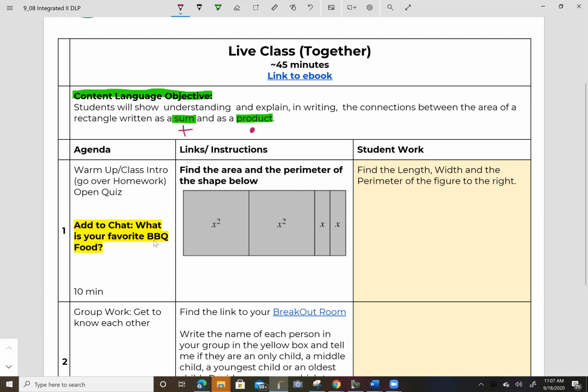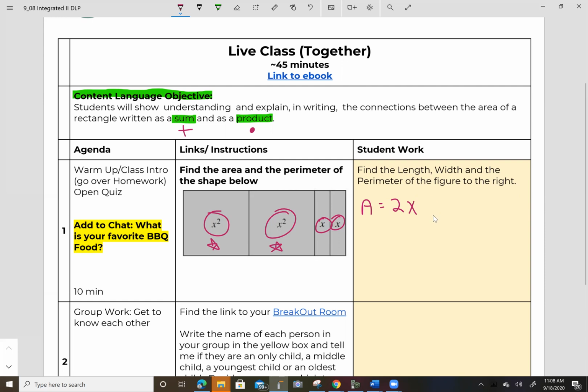And the warm-up: find the area and the perimeter of the shape below. There will be one exactly like this on your test. So the area is going to be the easier of the two of these. All we need to do is add up all of our like terms. So the area is going to be equal to, we have 2 of the x squares, so we're going to write 2x squared. You may have to write this with a caret, 2x^2. That's the easiest way to do it.